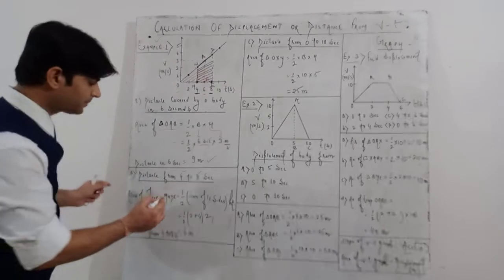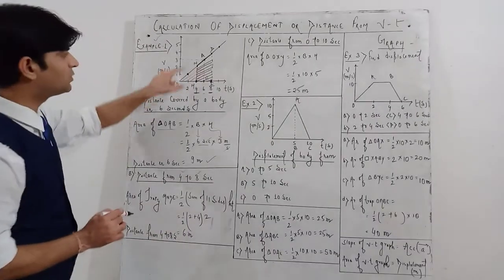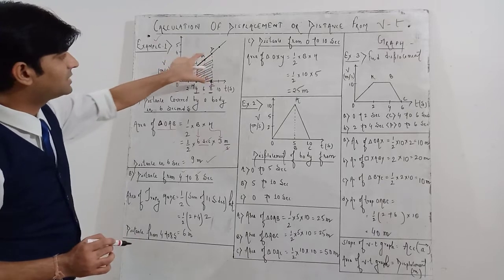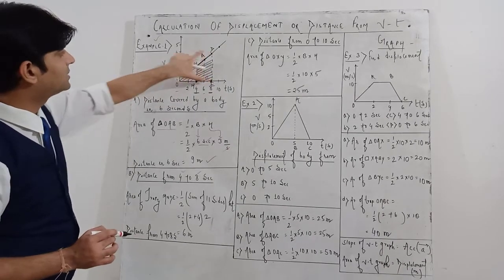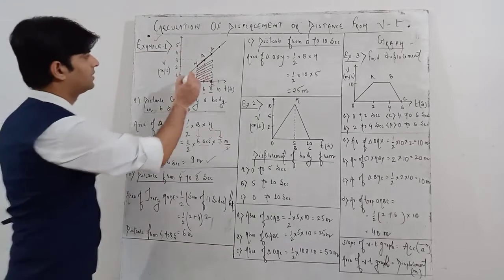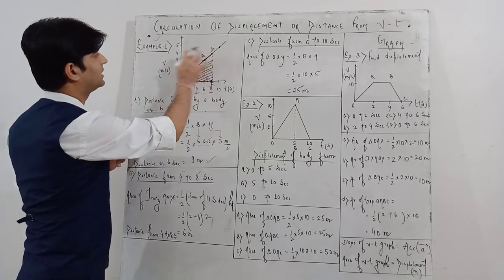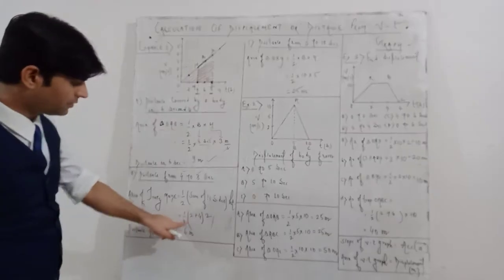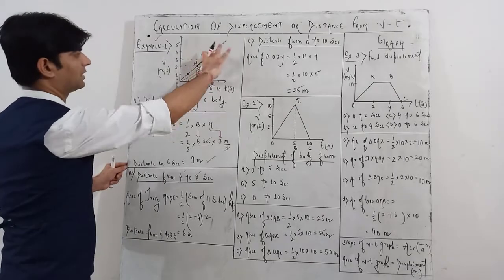Area of the trapezium is half of the sum of parallel sides into height. Now which ones are the parallel sides? This side and this side are the parallel sides of the trapezium. This point is indicating 2 and this point is indicating 4. That is half of 2 plus 4. These are the parallel sides.